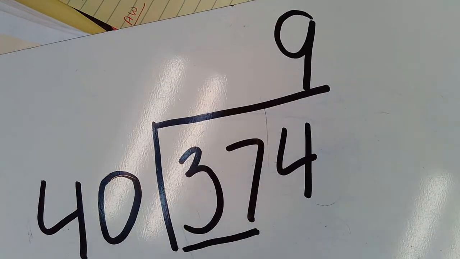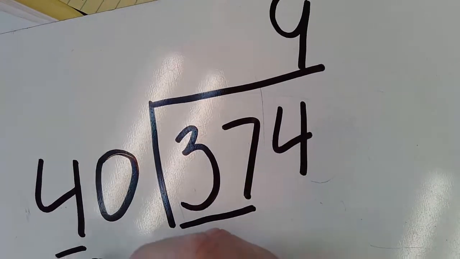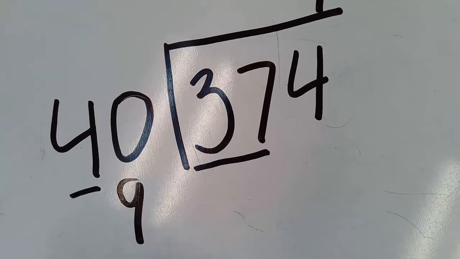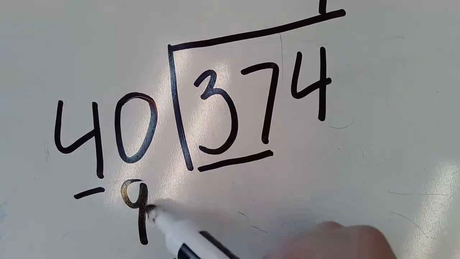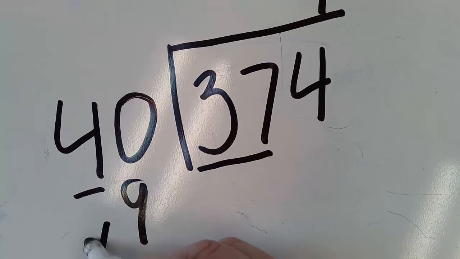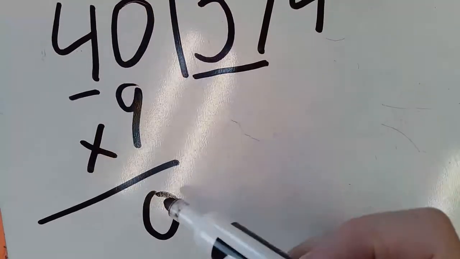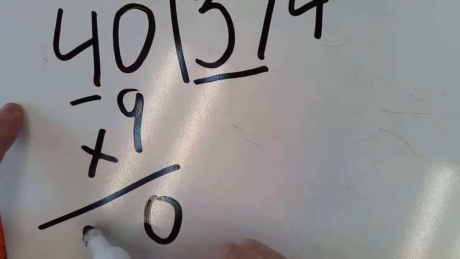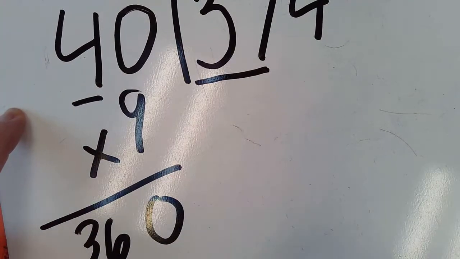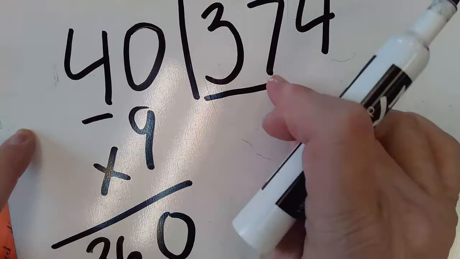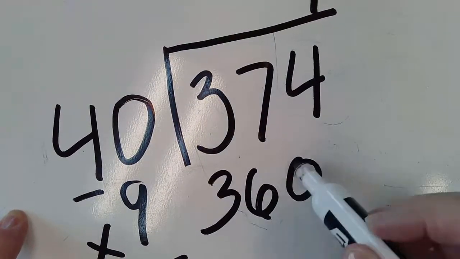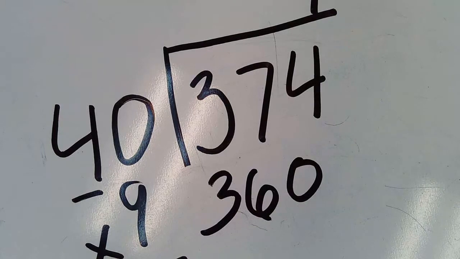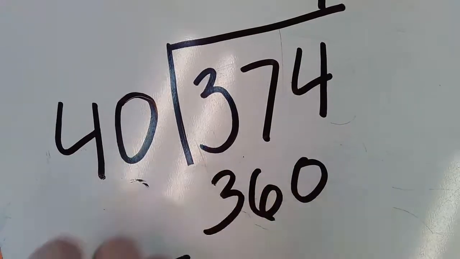Then you multiply. You do 9 times 40. If you need to, you do it over here. Remember, make sure you're doing 9 times 40, not just 9 times 4. Well, 9 times 0 is 0, and 9 times 4 is 36. So that's our multiply step. And then it goes right under here. So we have 40 times 9 is 360.